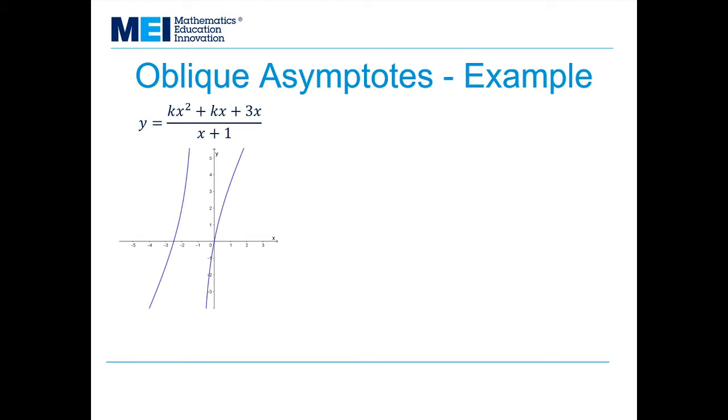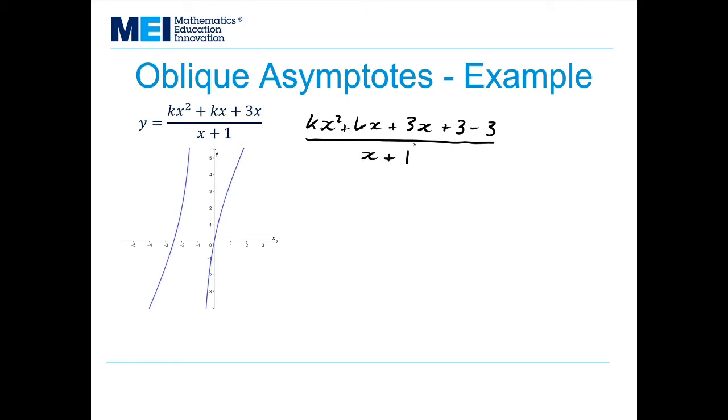Well, one thing that we can do is rearrange the function as shown before into y equals mx plus c plus a rational function. So I've spotted that in the numerator here, I can write it as kx squared plus kx plus 3x, and then I can add on a 3 and then take that 3 off again. So I've basically added 0 to the numerator. And then in the denominator, I've got my x plus 1.